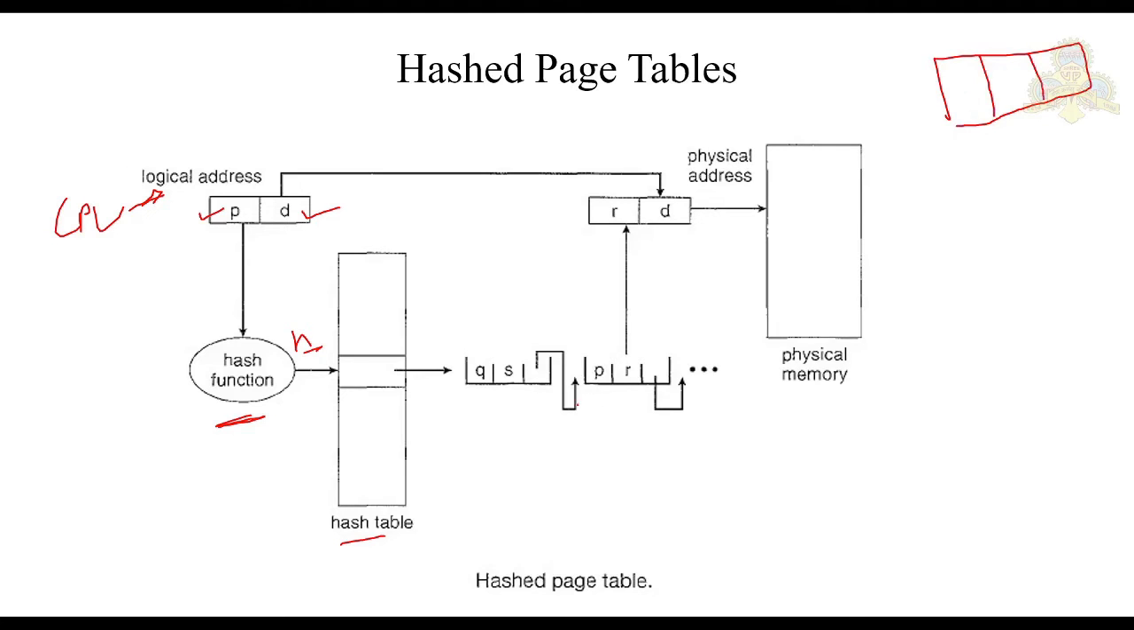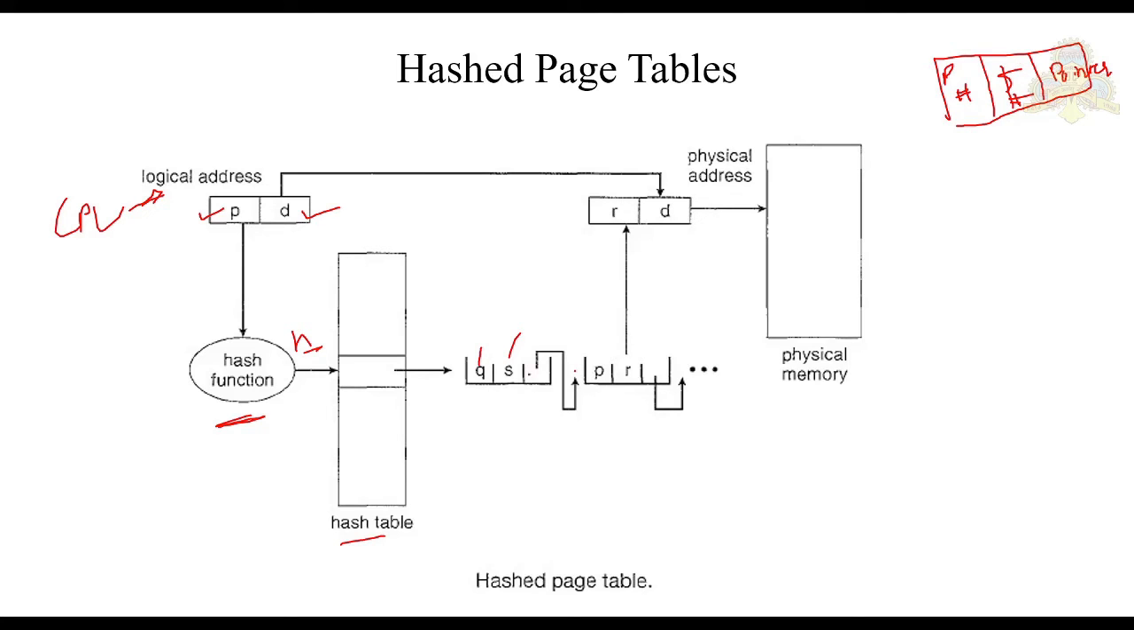The first one, whatever q you can see here, is nothing but your page number. The next one, s, is nothing but your frame number. And the last thing here, the arrow mark, is nothing but a pointer to the next node, basically the address of the next node.